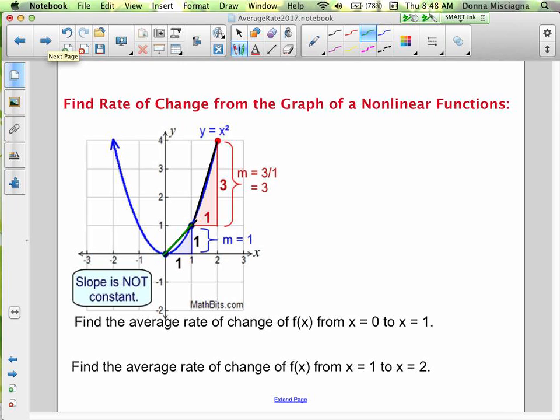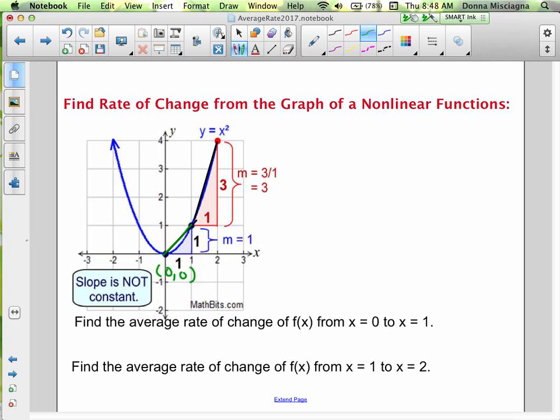It's not exactly the slope of the function. However, it is the slope of the secant line, the line that connects those 2 points, and it gives us the average rate of change of the function between those 2 points. So this is y equals x squared. All right, so when x is 0, y is going to be 0 as well.